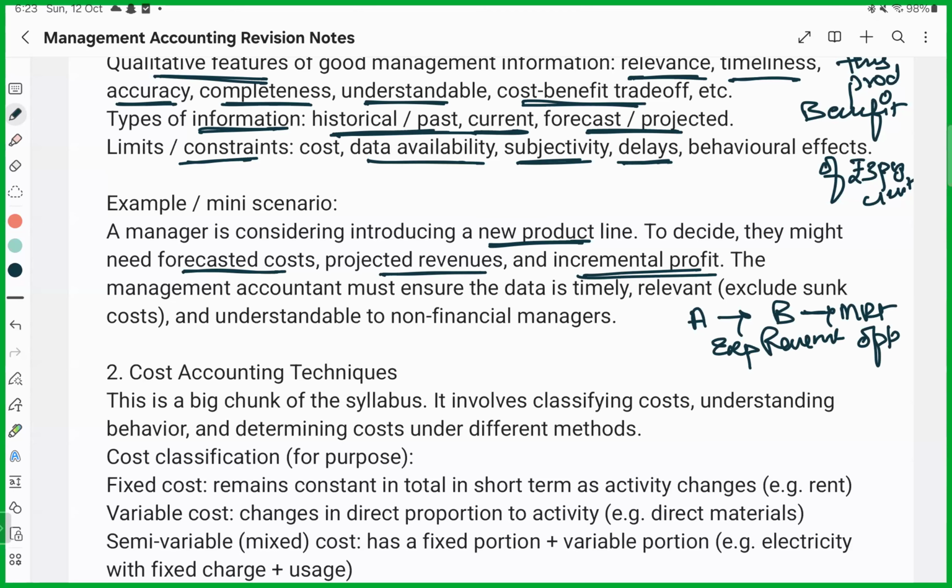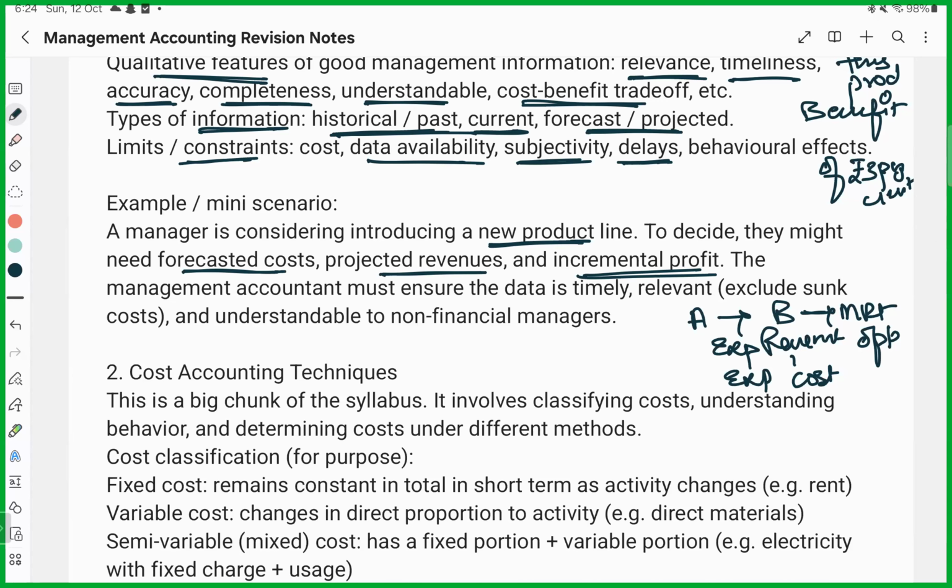When the company has decided the expected revenue from this product, it will see the expected cost that will be required to manufacture this product. When the company is seeing the expected cost, it will see not just the variable cost that will be required for this particular product, but also whether any additional fixed cost is involved.